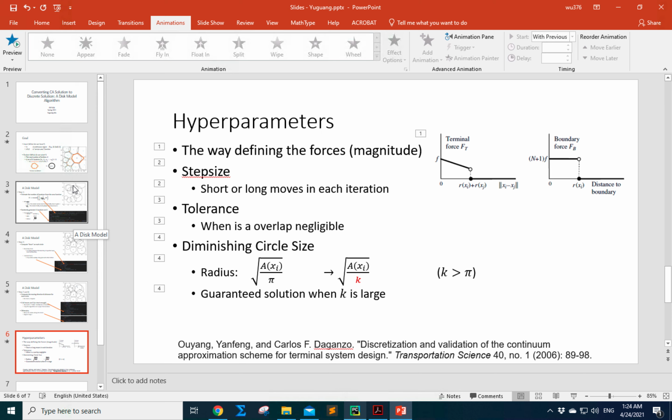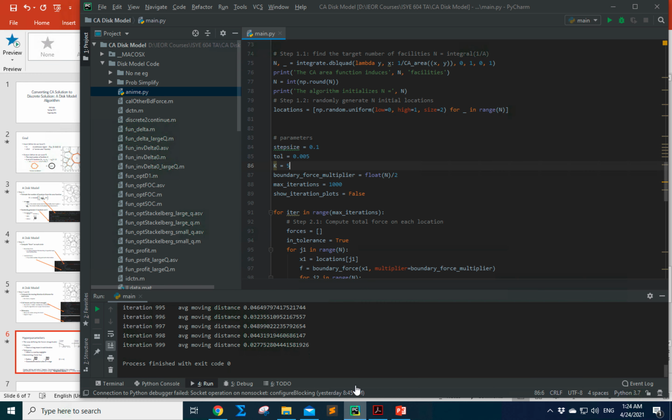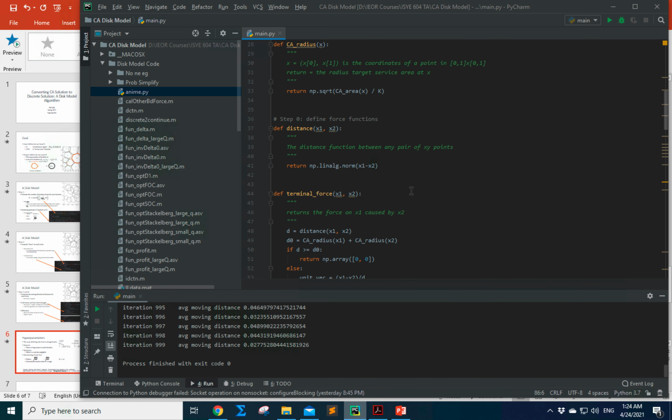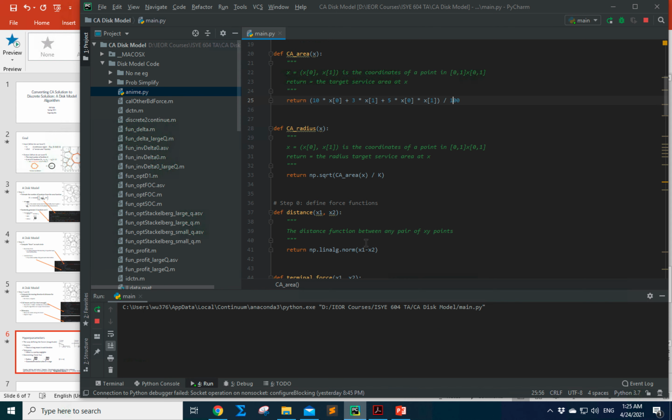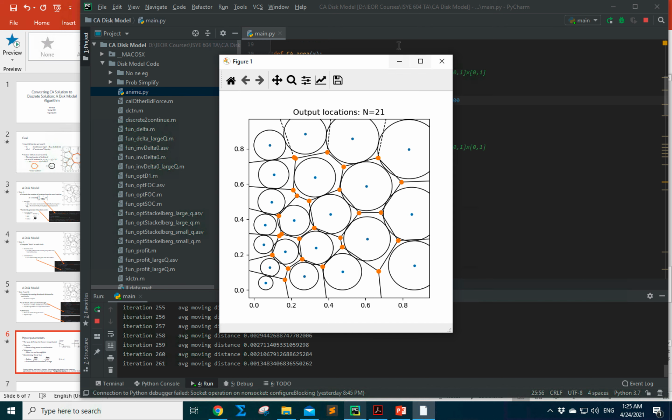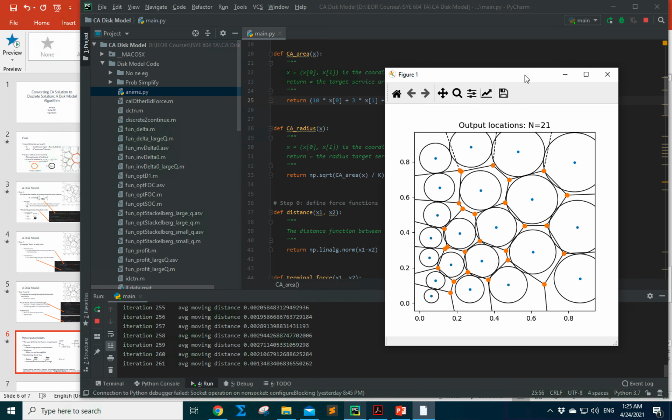And this algorithm is pretty necessary if you are solving a pretty large scale facility location problem. For example, here we can try to reduce the service area, which means that we have many more facilities to build. Let's see. It's likely that you're not going to find a set of discrete solutions or optimal solutions simply through non-convex optimization. That's why we have the continuum approximation algorithm and then the disk model to get us the final solutions.